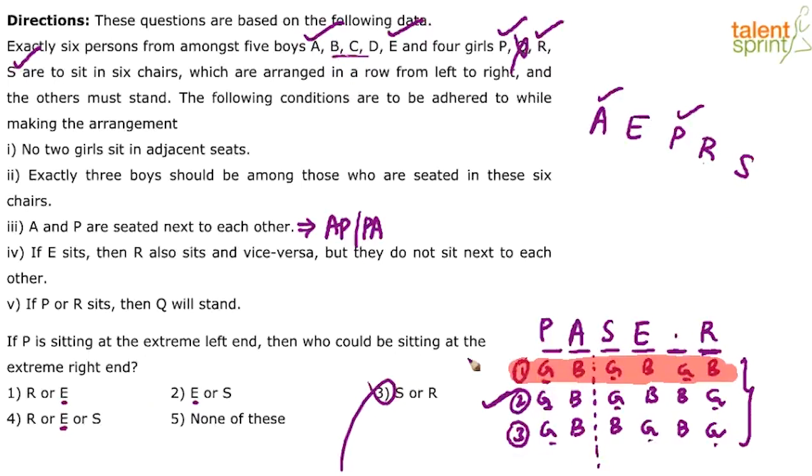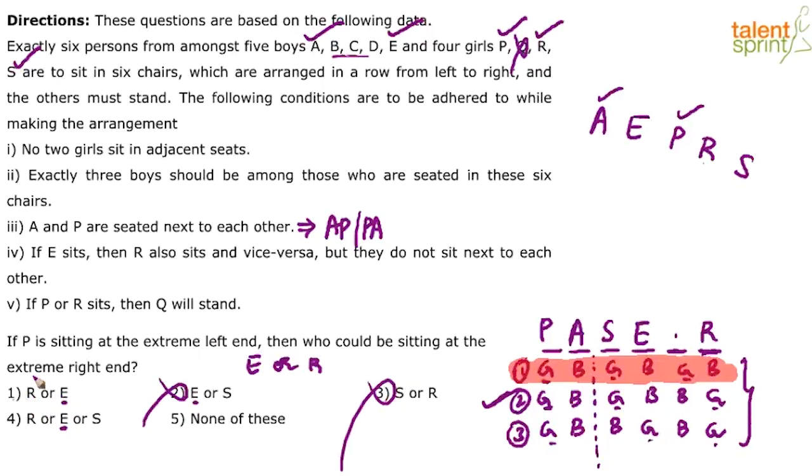So R can also come, which means in the last position R can also come. So we have so far found that E can come. Now we have found that R can also come, right? So E or R. But that does not mean that option 1 is the answer, right? Because more possibilities are there. But definitely option 2 cannot be the answer because it is E or R. So it is either E or R, or E or R or S, right?